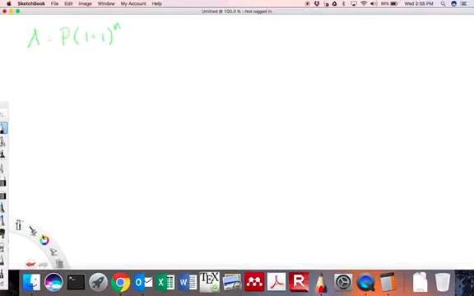Now, what if I wanted to solve this for P? Notice this says if you know P, the interest rate, and the number of periods, and this is the periodic interest rate, I can tell you the amount. But this means let's divide this by 1 plus i to the n. And 1 plus i to the n is some number, so we can divide both sides of this equation by that number. A divided by 1 plus i to the n equals P.